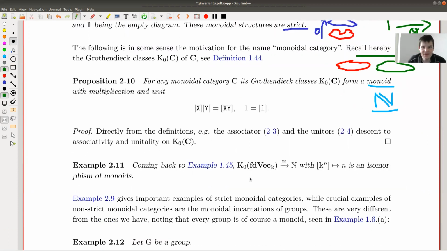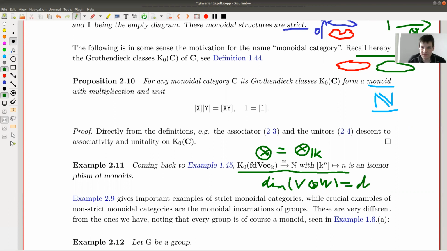And the example to keep in mind is if you do this for finite dimensional vector spaces with the usual tensor product, then the monoid you get are the natural numbers. People would say finite dimensional vector spaces categorify the natural numbers. And how does it work? Well, you associate k to the n, so an n-dimensional vector space, to its dimension n. And because dimension of v tensor w equals dimension v times dimension w, you see that on the other side you really get the natural numbers, right? People call it a categorification of the natural numbers.